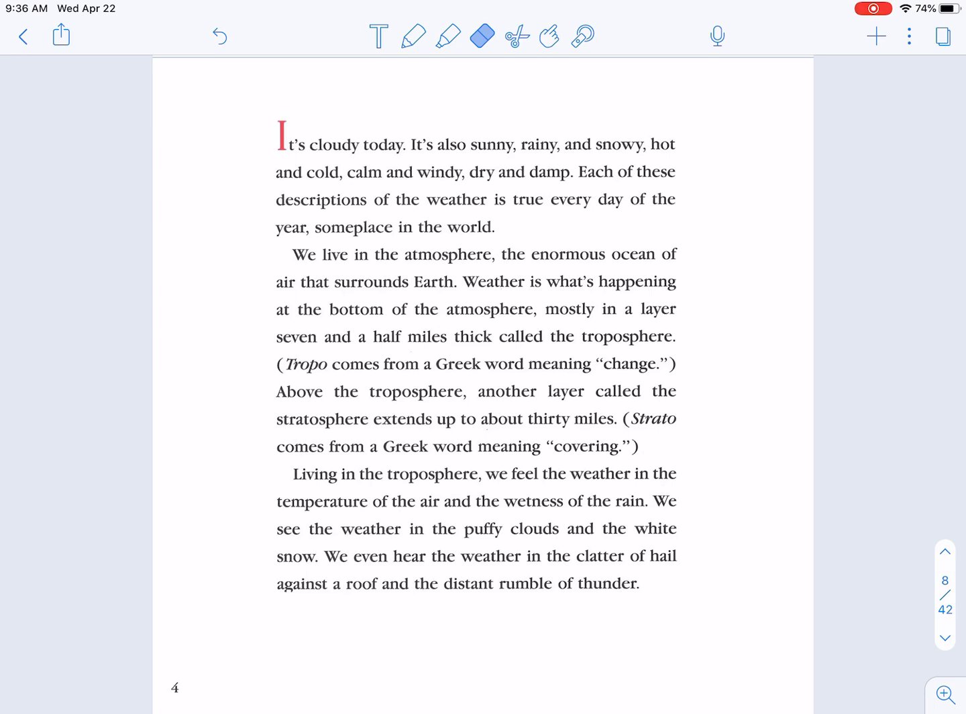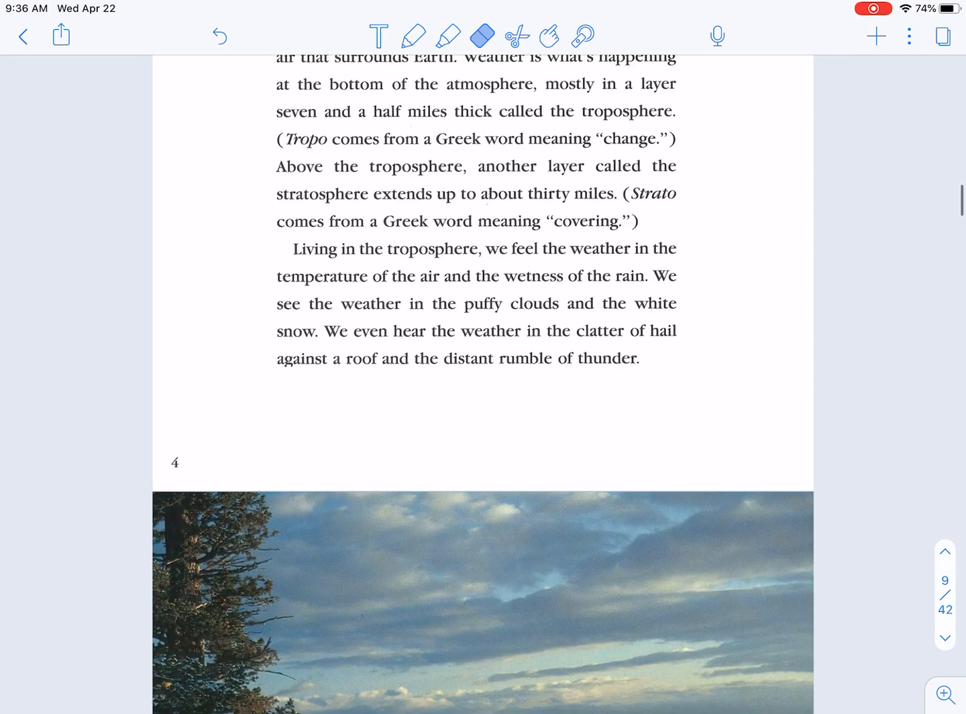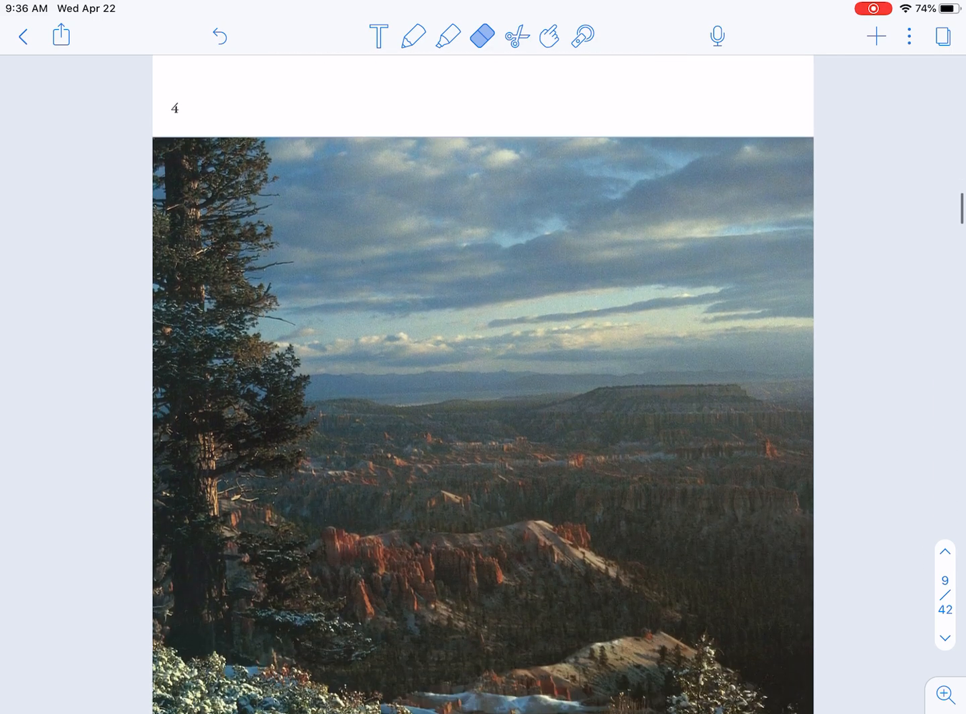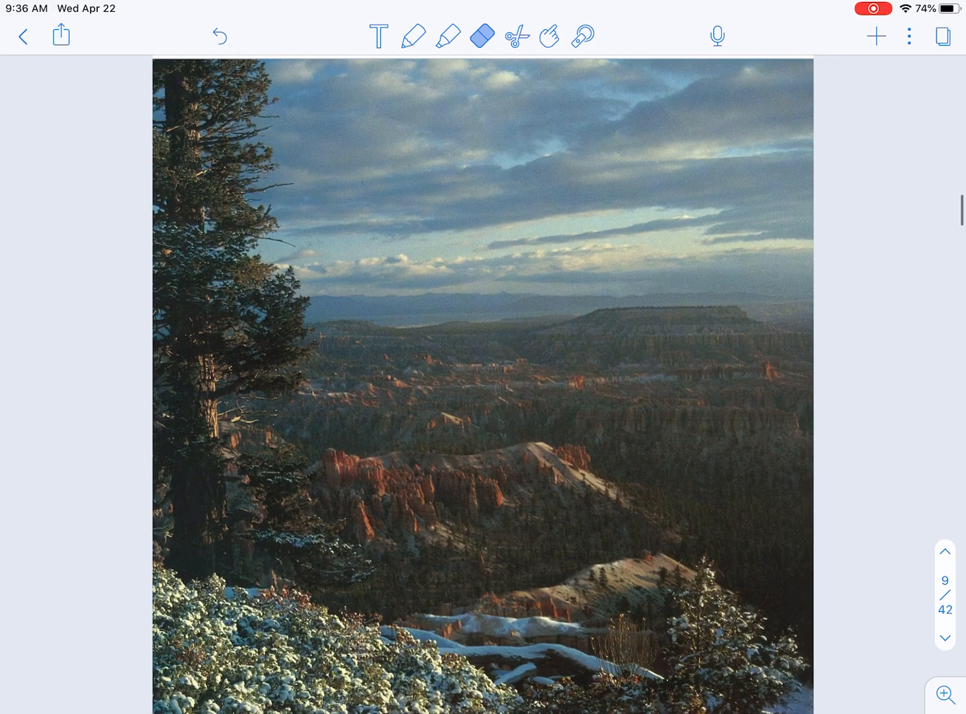Living in the troposphere, we feel the weather in the temperature of the air and the wetness of the rain. We see the weather in the puffy clouds and the white snow. We can even hear the weather in the clatter of hail against a roof and the distant rumble of thunder. So here we have a picture of what looks like a canyon, and you can see the clouds at the top. All those clouds are in the troposphere.